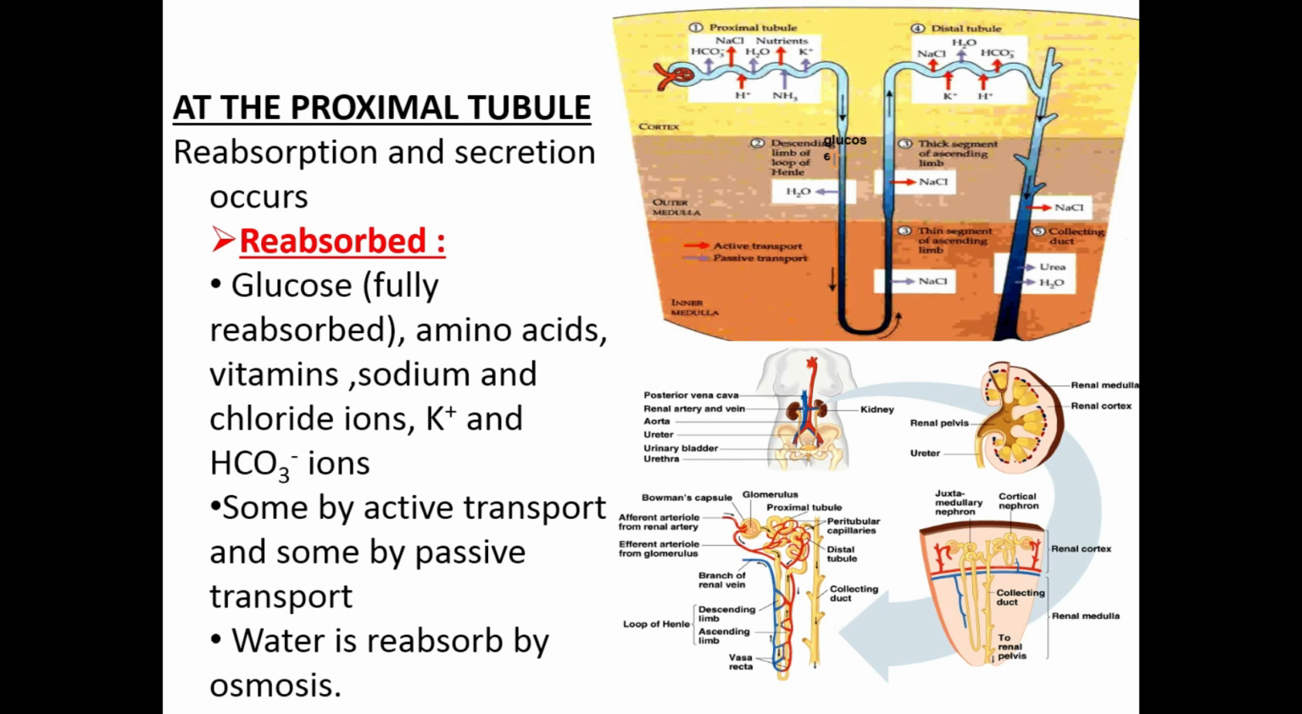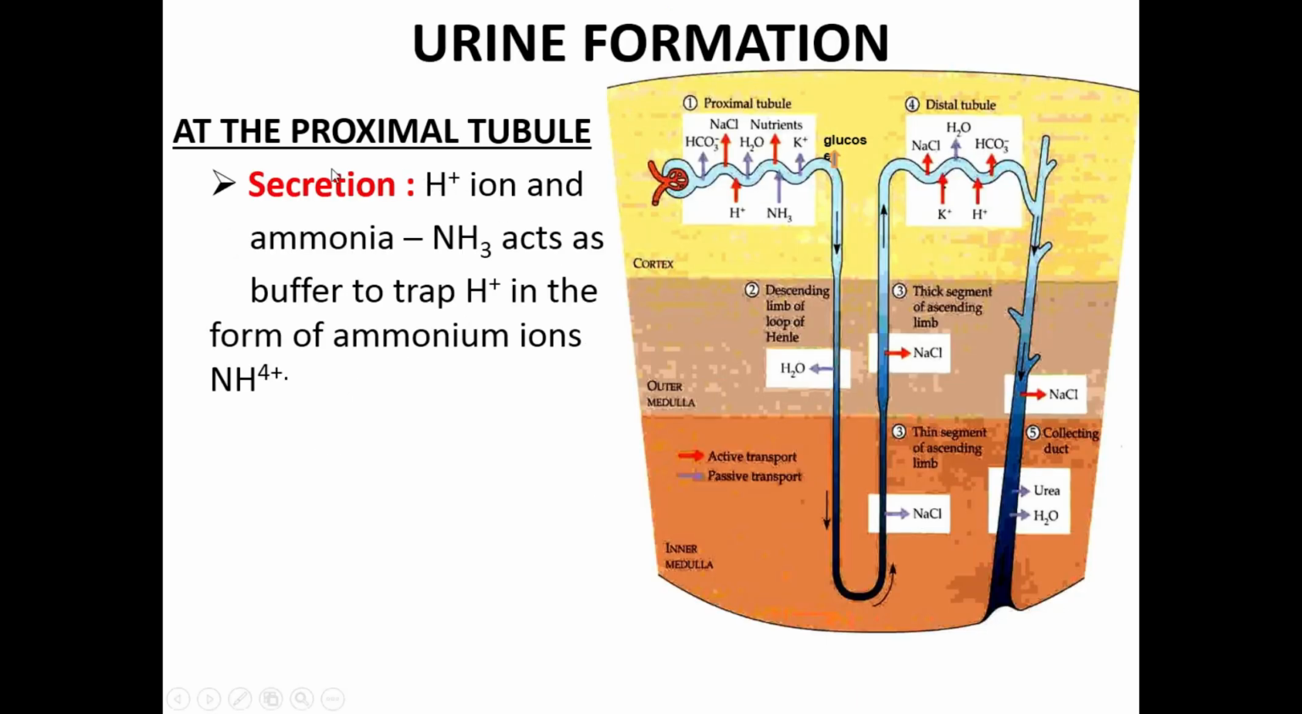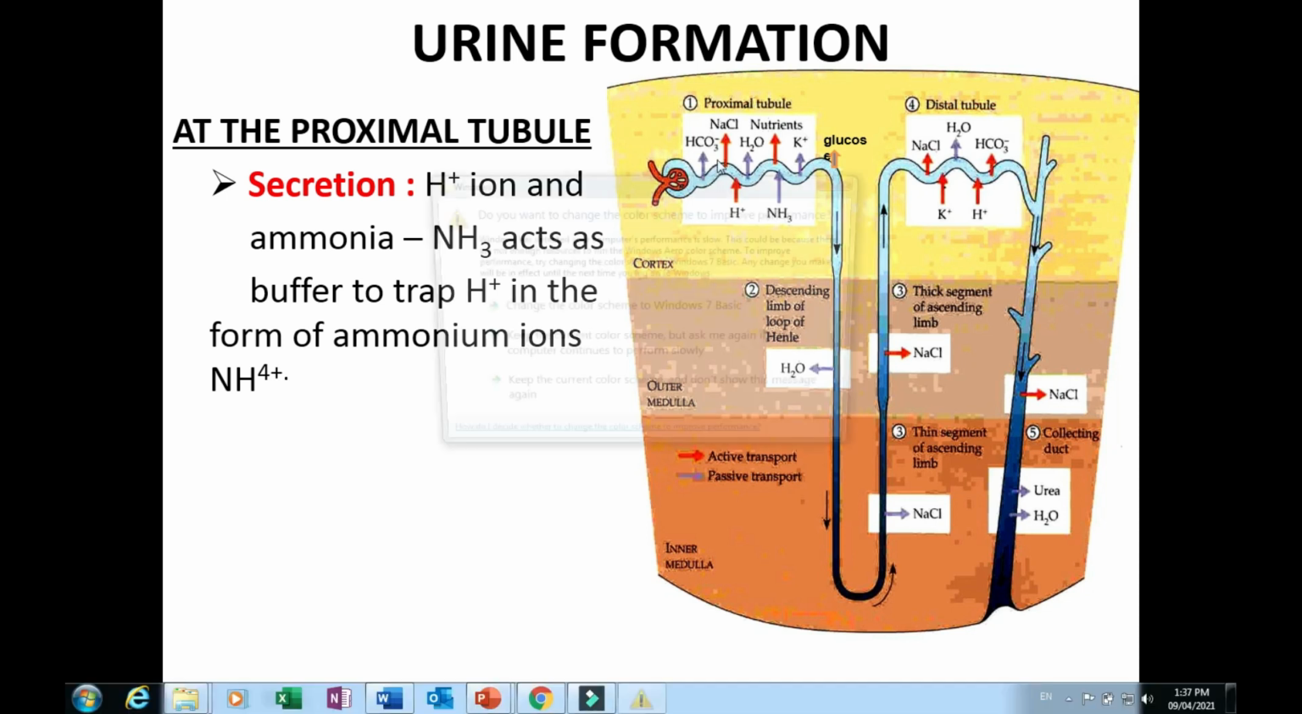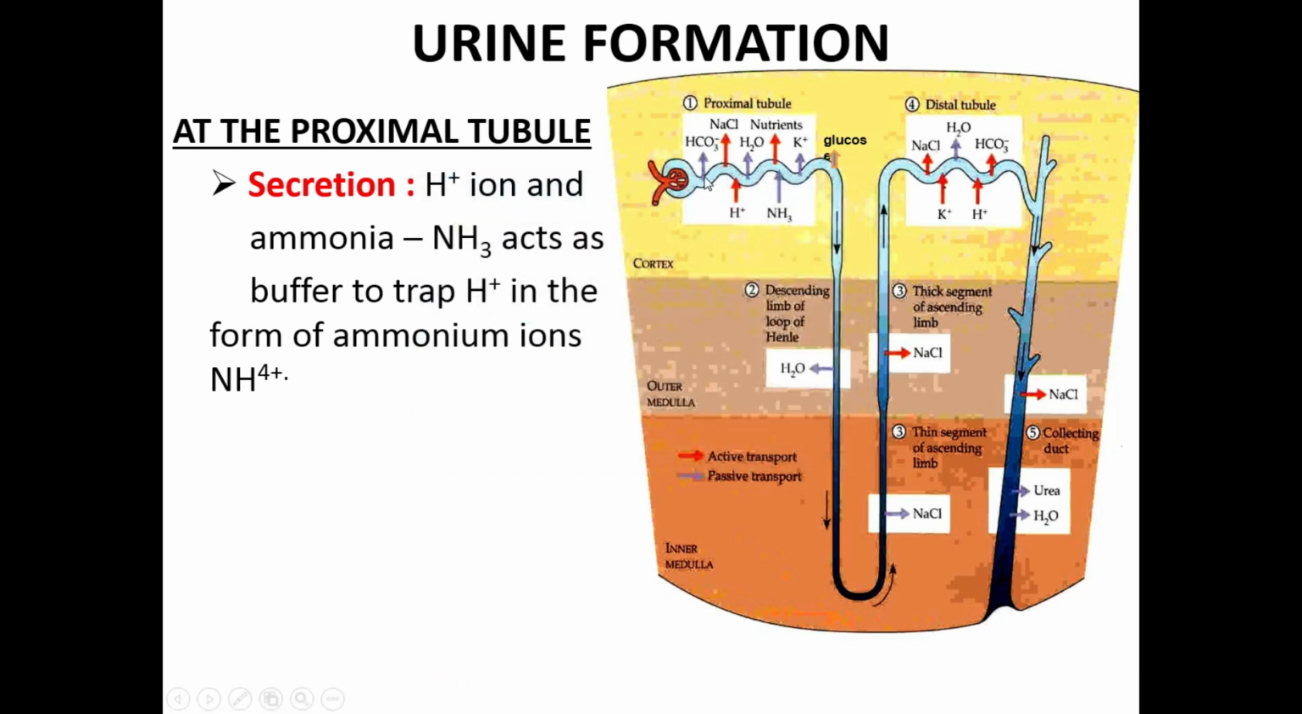Okay, so ada juga berlaku proses secretion. Secretion dia terbalik daripada reabsorption. Kalau reabsorption, bicarbonate ion, sodium chloride, water whatsoever ini dia akan keluar daripada kidney tubule, masuk balik kepada blood circulation. Secretion ialah H+ dan juga ammonia ini dia akan masuk dalam kidney tubule awak. That is meant by secretion. Okay, H+ and ammonia will be secreted into the kidney tubule here. Reabsorption, bahan-bahan tadi dia akan keluar daripada kidney tubule back to your blood circulation. Tapi untuk secretion, H+ dan juga ammonia ini dia akan masuk dalam kidney tubule.